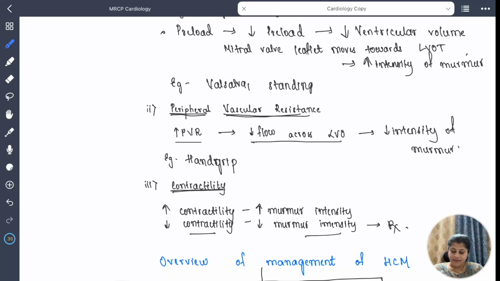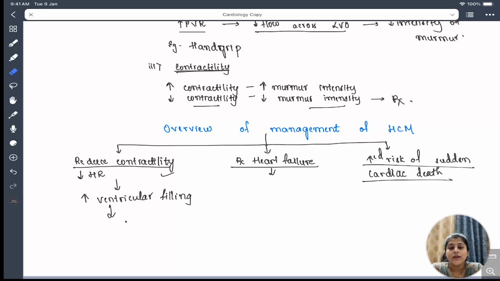Okay. Now, we understood about the pathophysiology of hypertrophic cardiomyopathy. We also understood about the important auscultatory finding that you see in patients with hypertrophic cardiomyopathy. Now let's understand how to manage patients with HCM. Now there are three important aspects that you will have to keep in mind.